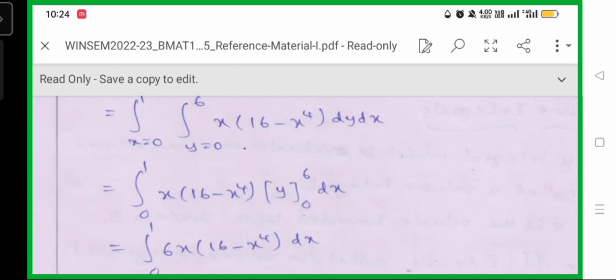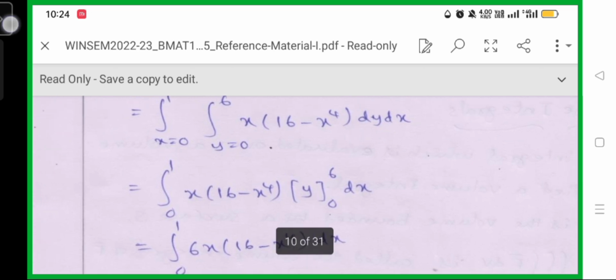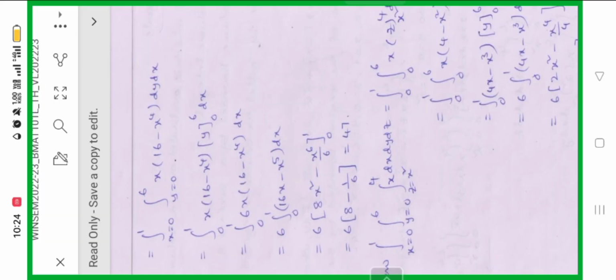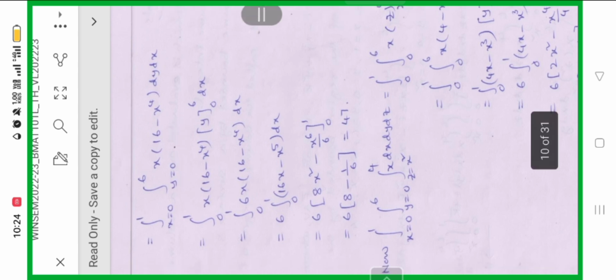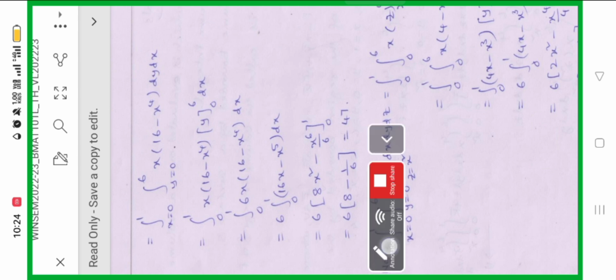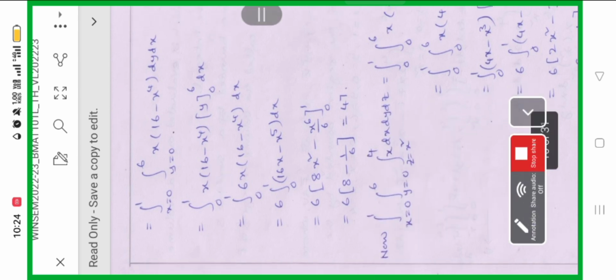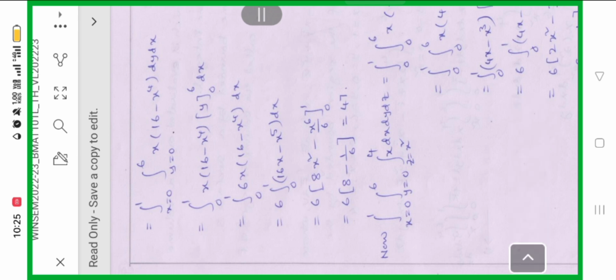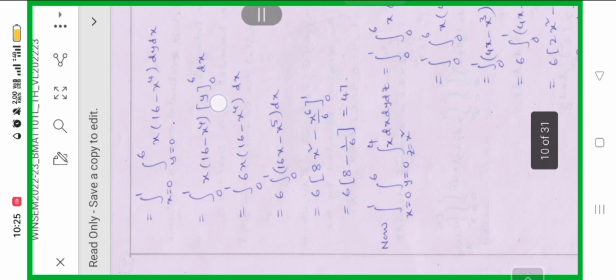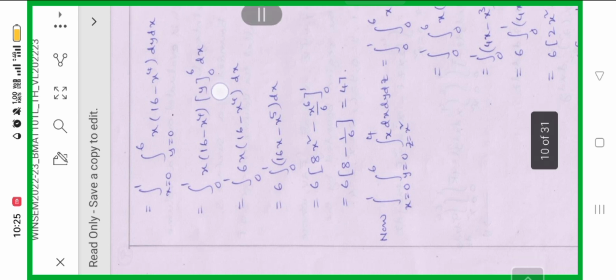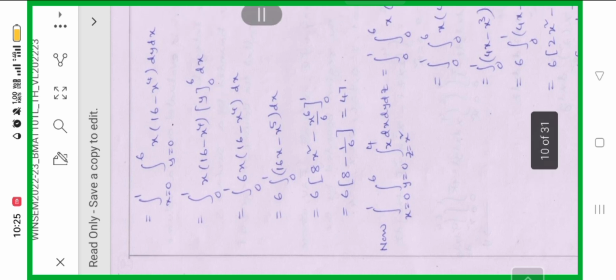Now you have to do the integration with dy. Integrating with dy, what we have: x into 16 minus x to the power of 4, dy dx. After integrating, here x is there and integrating with dy, y will be there: x into 16 minus x to the power of 4 into y, dx.